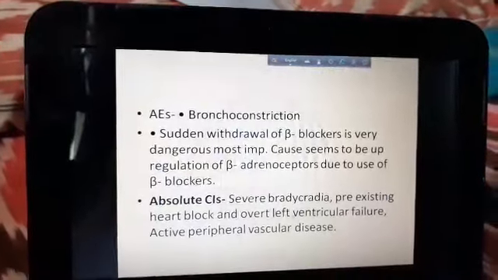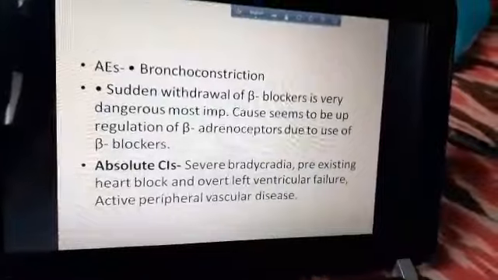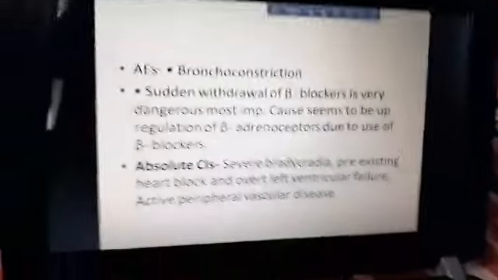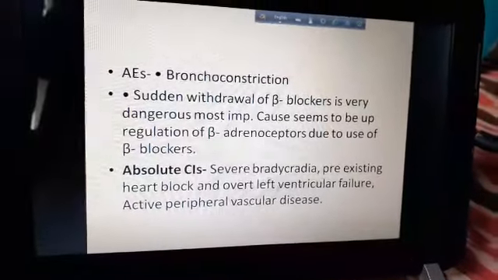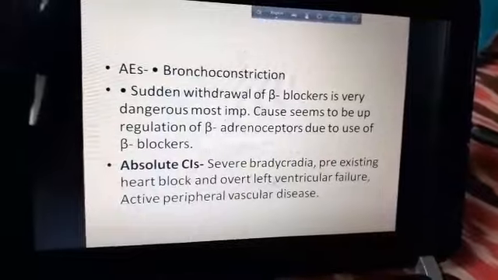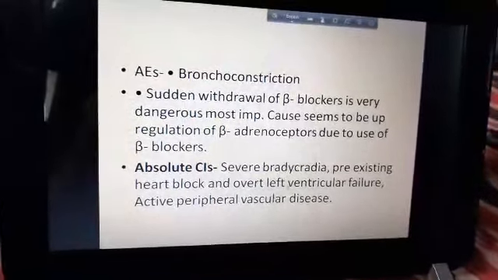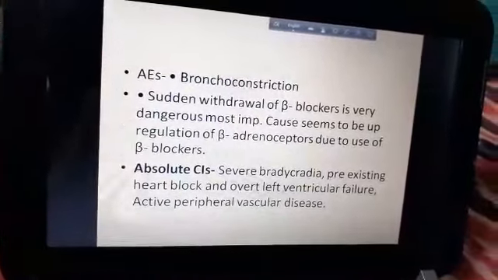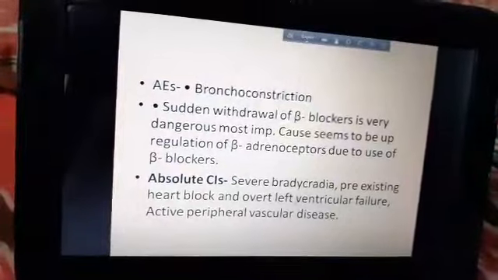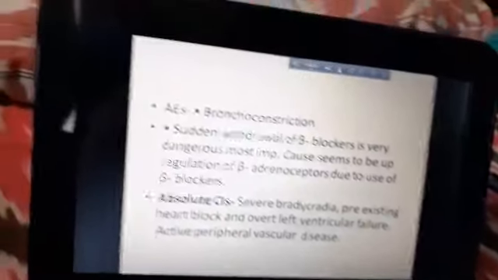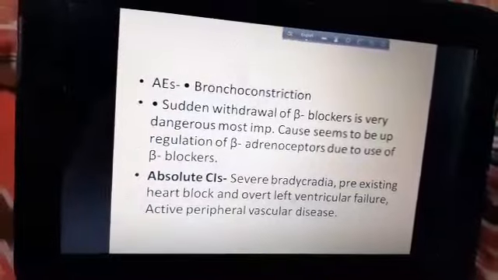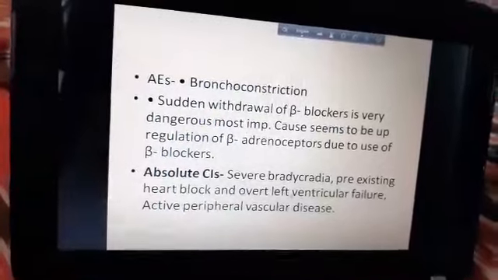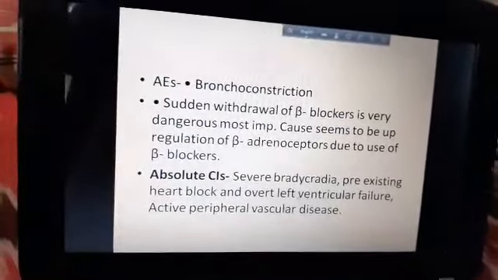the mortality. Adverse effects include bronchoconstriction, and sudden withdrawal is avoided, because there can be a chance of sudden precipitation of MI or angina. Contraindications include absolute contraction, severe bradycardia, pre-existing heart block or overt left ventricular failure, and active peripheral vascular disease. In peripheral vascular disease, if you use a beta blocker, then the remaining adrenaline in our body will cause activation of the alpha receptor, which will cause vasoconstriction, and that will decrease the peripheral perfusion even further. That's why peripheral vascular disease is a contraindication of using a beta blocker.